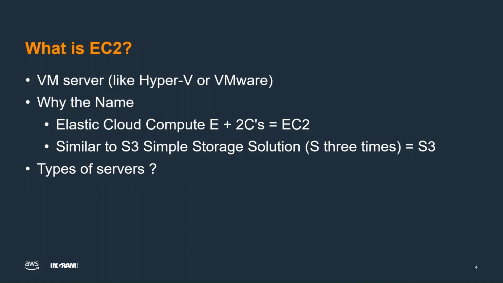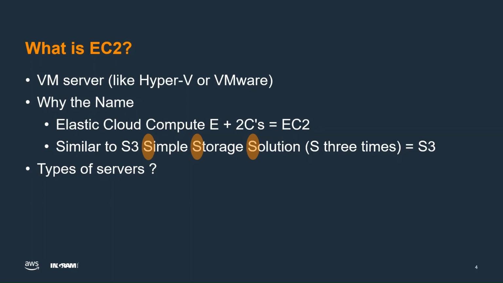Why the name? Well, AWS naming is simplistic, really, for the core services anyway. EC2 stands for Elastic Compute Cloud. And if you break that down, you have E and two Cs, thus EC2. It's quite logical, really, just like they've done the same with S3, Simple Storage Service, S three times. So simple as that. EC2 is just a virtual server.